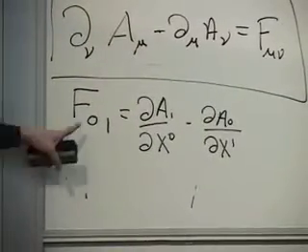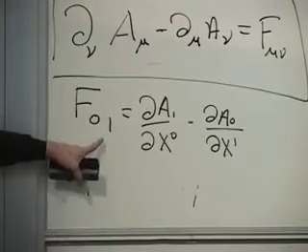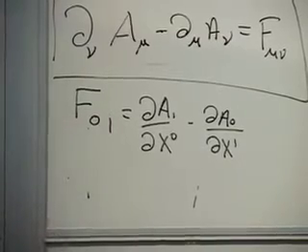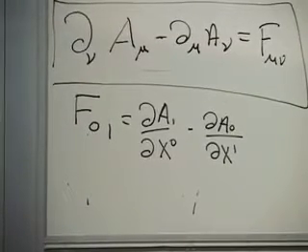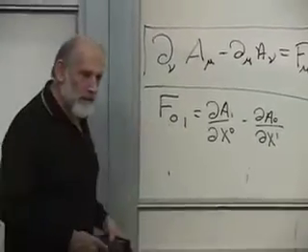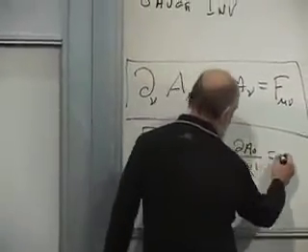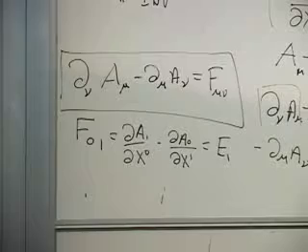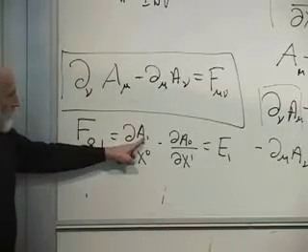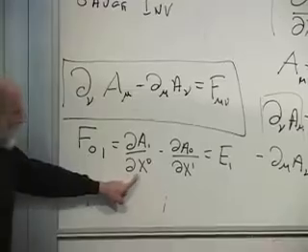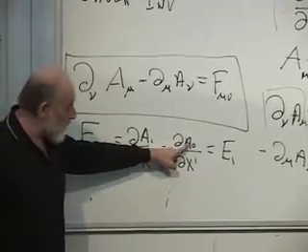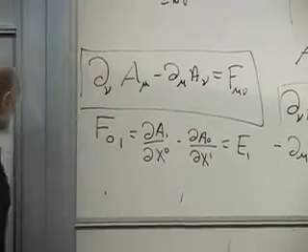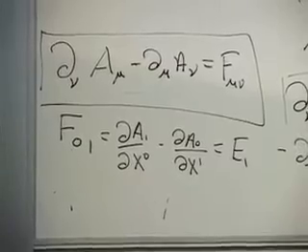Same thing if I replace 1 by 2 and 3. So there are 3 components which are of the form F0x, y, or z. Those 3 components form the electric field. This is E1. The x component of the electric field would be the derivative of the x component of the vector potential with respect to time minus the derivative of the time component of the vector potential with respect to x1, with respect to x. So we have 3 components of the electric field.